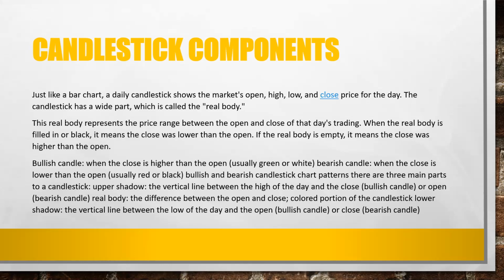Bullish and bearish candlestick chart patterns. There are three main parts to a candlestick. The upper shadow is the vertical line between the high of the day and the close on the bullish candle, or the open on the bearish candle. The real body is the difference between the open and the close, the colored portion of the candlestick. The lower shadow is the vertical line between the low of the day and the open on the bullish candle, or the close on the bearish candle.